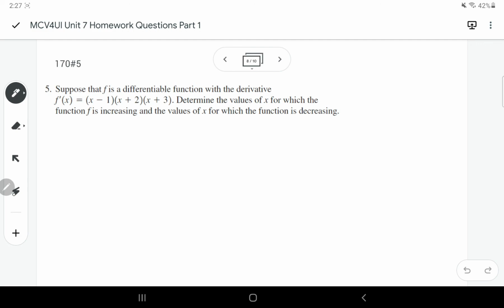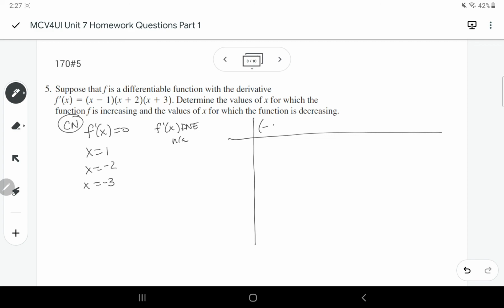So here we've got a function with this derivative, f prime at x, and we don't know the original function. We want to determine the values of x for which the function is increasing and where it's decreasing. So we're going to state our critical numbers. We want to say where is f prime at x equal to 0. That would be x equals 1, x equals negative 2, and x equals negative 3. And f prime at x doesn't exist: no values we have to think about. So I'm going to look at my intervals and make a chart.